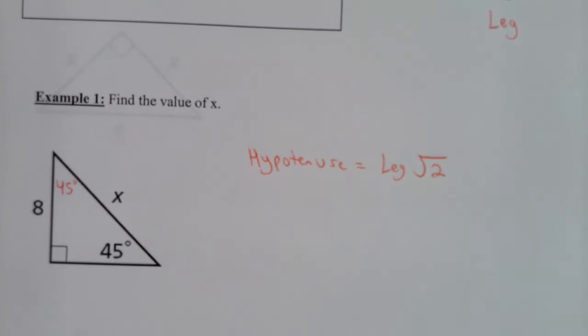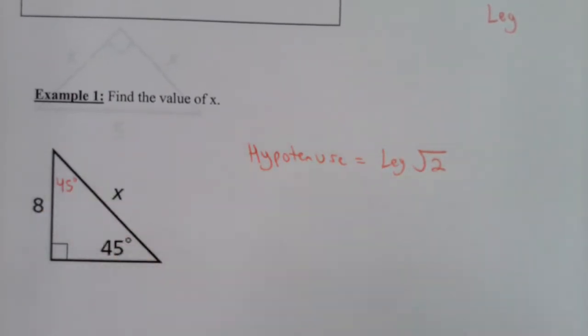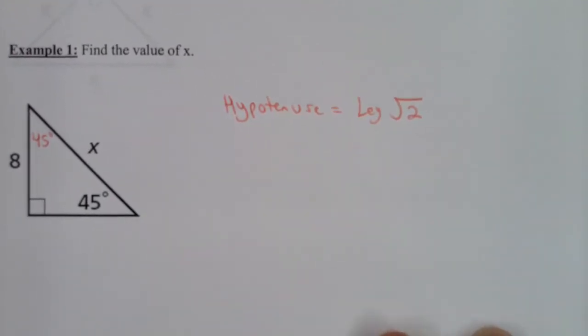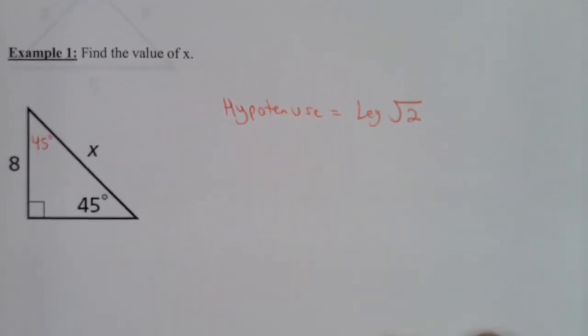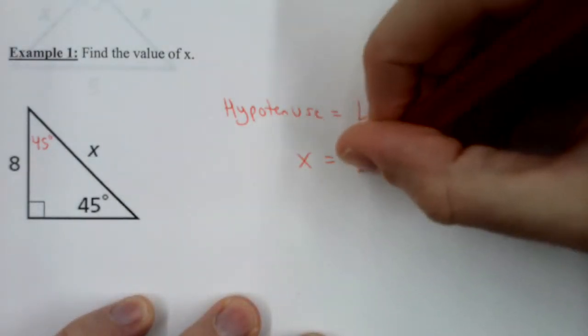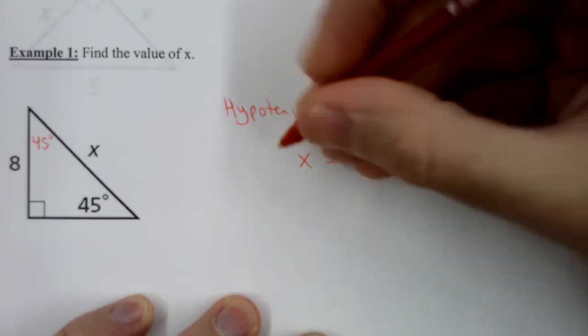Remember the isosceles triangle theorem? If two angles are the same, then the sides opposite those angles are the same? That's going back to the isosceles triangle theorem and the converse of the isosceles triangle theorem. So the hypotenuse equals a leg times the square root of 2. The hypotenuse is x. So x equals a leg, 8, times the square root of 2.